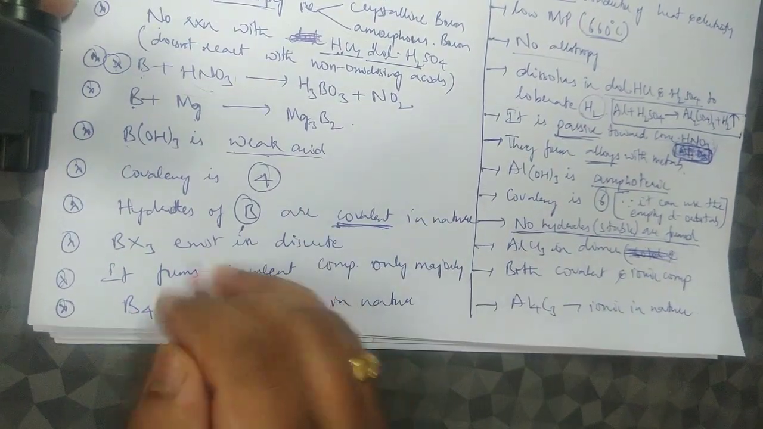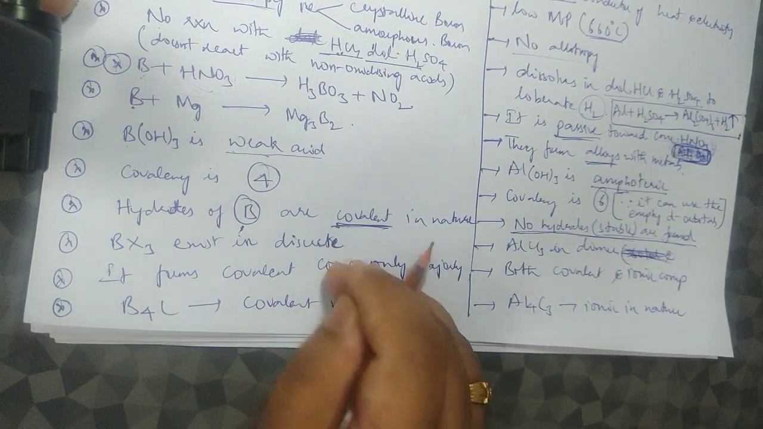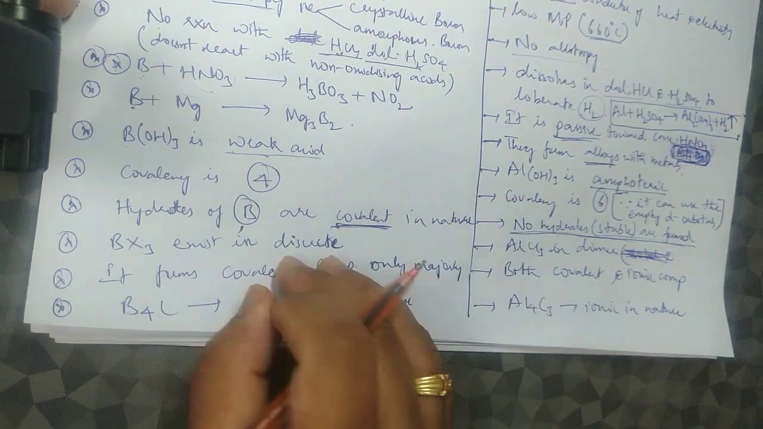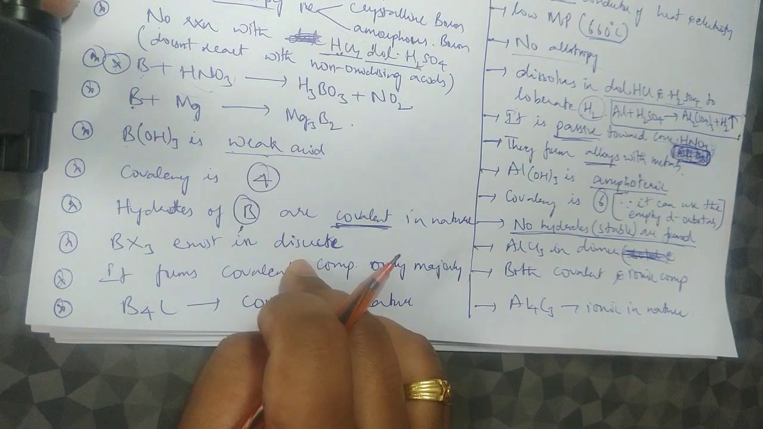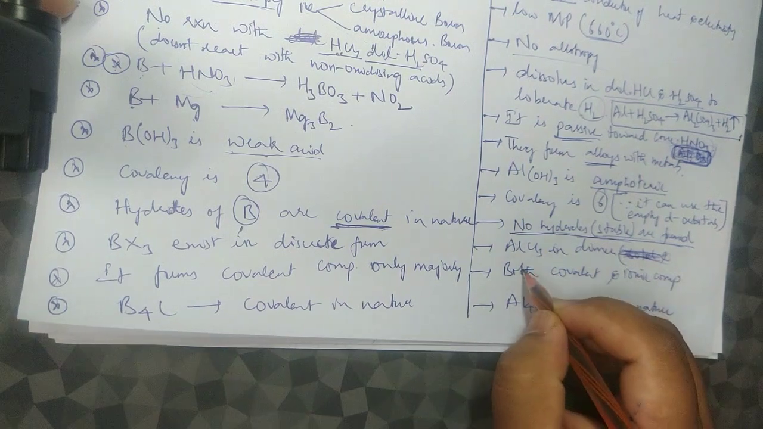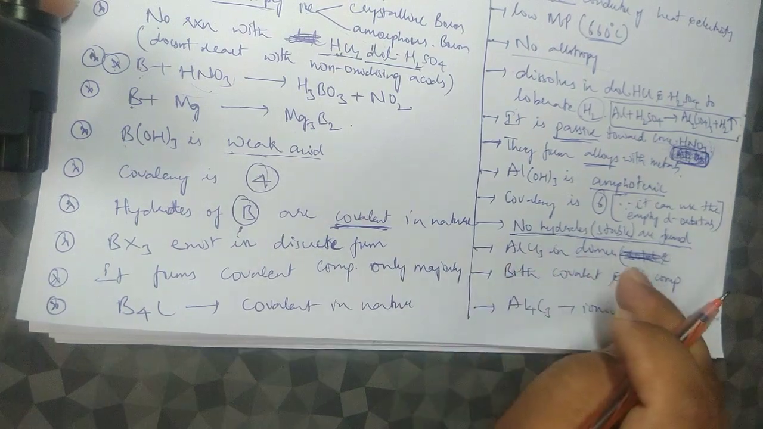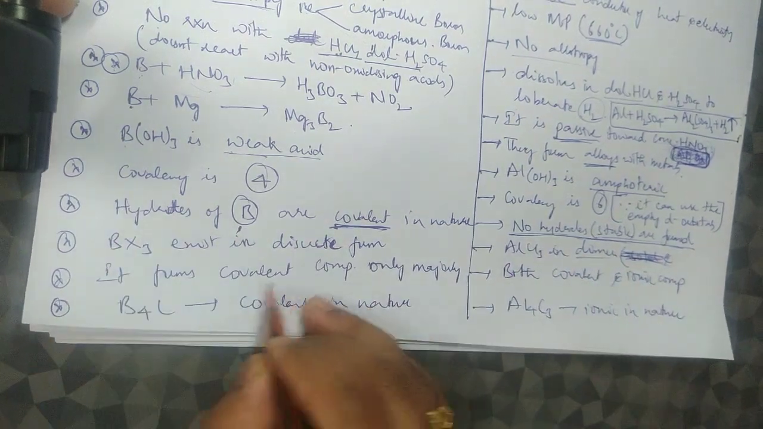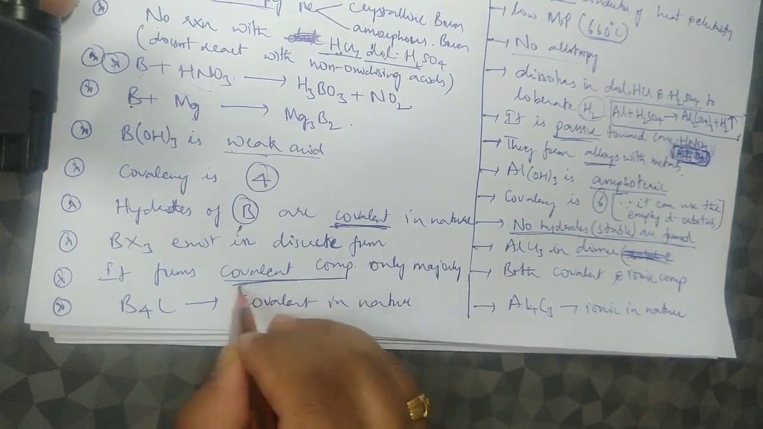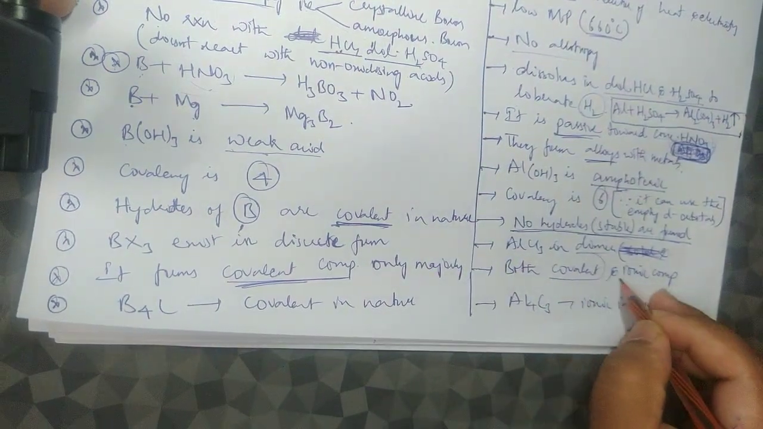And as far as halides, BX3 exists in discrete form. What do you mean by discrete form? Discrete means individually, not in polymeric or dimeric form. BX3 exists in discrete form, whereas aluminium halides, or AlCl3, exist as dimers, and they form covalent compounds majorly. Boron will generally form what? Covalent compounds, whereas aluminium can form both covalent as well as ionic compounds.